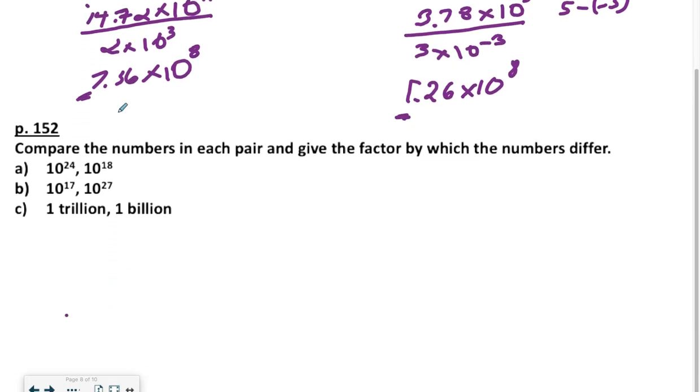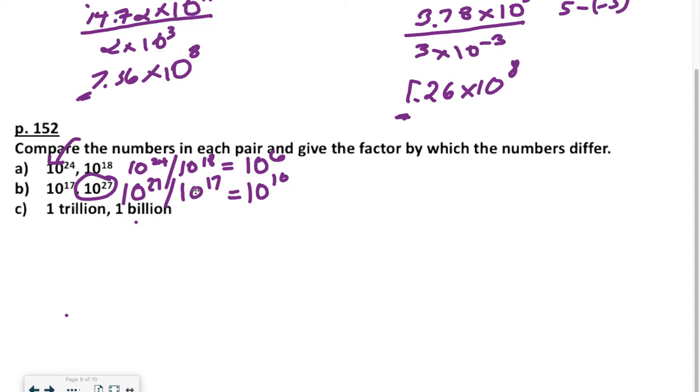These are just quick comparisons, so I don't want you guys to worry too much about these, but basically here, you would say that 10 to the 24 divided by 10 to the 18th is 10 to the 6th, so that's the difference between them when we compare. 10 to the 27 divided by 10 to the 17 is 10 to the 10. So basically here, 10 to the 24th is 10 to the 6th larger than 10 to the 18th. Here, 10 to the 27th is 10 to the 10 times larger than 10 to the 17th.